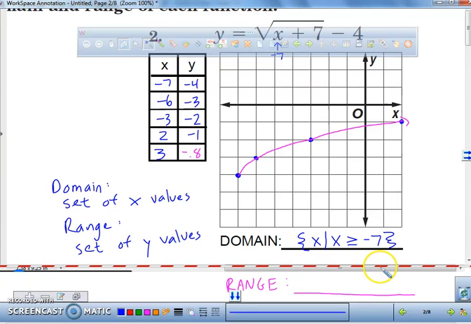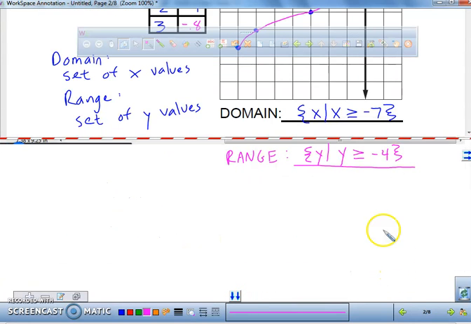Where does the range start at? Where do all the y values start at? Negative 4. Are they getting bigger or smaller than a negative 4? They're getting bigger. So you would say the set of all y values such that y is greater than or equal to a negative 4. So your domain, all of your x values are getting bigger than or equal to a negative 7, and all your y values are getting bigger than or equal to a negative 4.